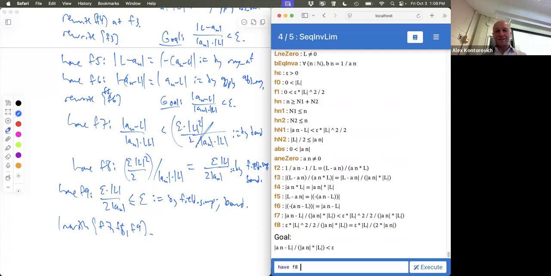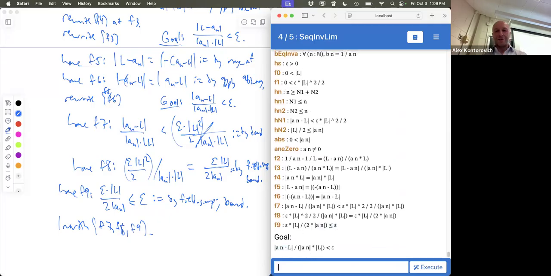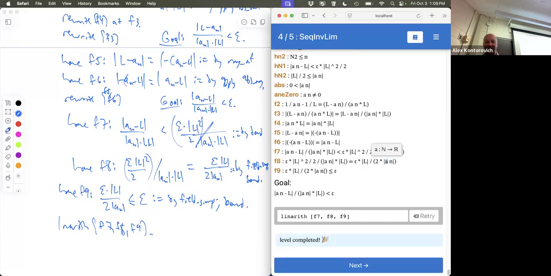Have F9. F9 is the fact that epsilon times absolute value of L divided by 2 times AN is less than or equal to epsilon. And that now I think will need both field simp to cross multiply and bound to call the hypotheses. And now we're done. Now it's linear arithmetic. If I start with F7, which is the left-hand side of the goal, and I replace this by the right-hand side, that's F8, and then I use the bound in F9, that's everybody.